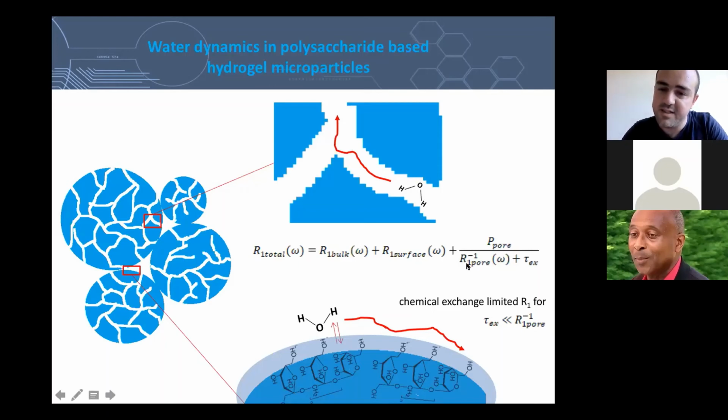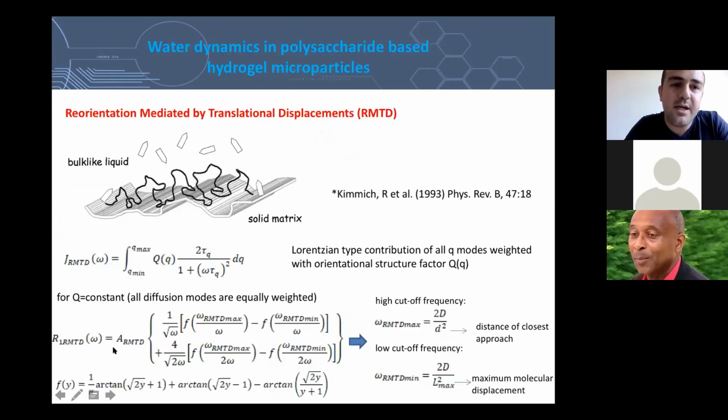And here, in the third term, we can write this contribution as shown, where P pore is the probability that the water molecule can exchange with the surface, and in the exchange dominated case, the tau x, which is the chemical exchange time, is much slower than the T1 of the water inside the pores.